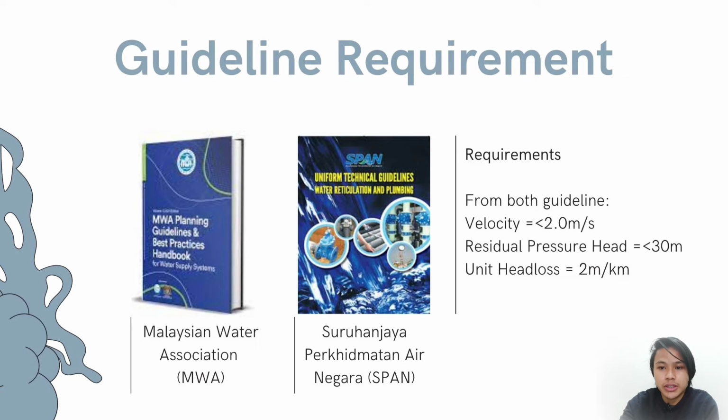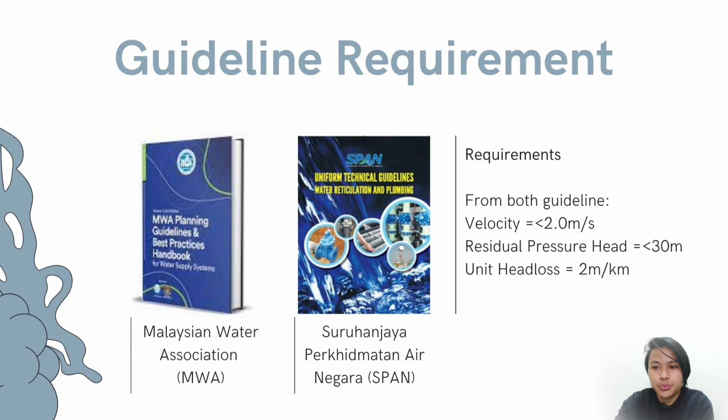As I have mentioned earlier, our water reticulation system must follow the guidelines specified by MWA and SPAN. MWA stands for Malaysia Water Association, while SPAN stands for Suruhanjaya Perkhidmatan Air Negara. These are the guidelines that have been specified by the Malaysian government for various reasons. To make sure we get the most economical and safest water reticulation design system, we try our best to follow both guidelines in conjunction to each other. All the important values such as the velocity of water, the residual pressure head, and also the unit head loss is compared with the values specified in both guidelines.